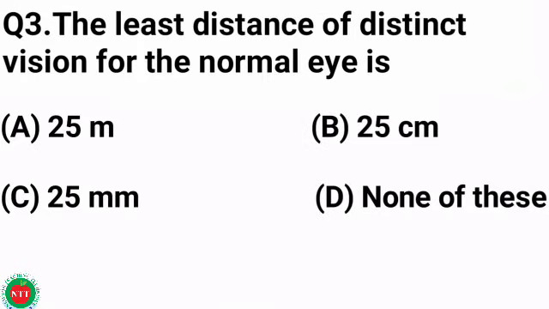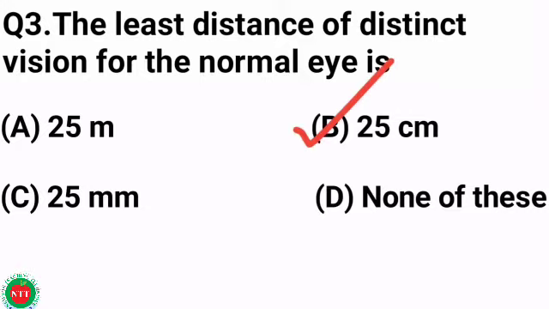Question number 3: The least distance of distinct vision for the normal eye is A, 25 meter; B, 25 centimeter; C, 25 millimeter; D, none of these. And the right answer for this question is option B, 25 centimeter.